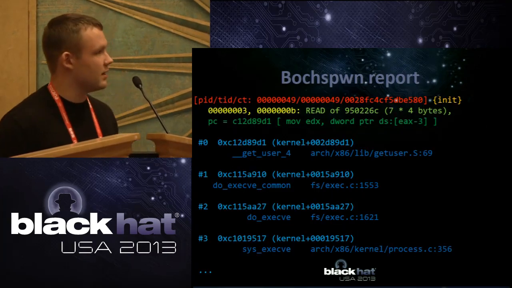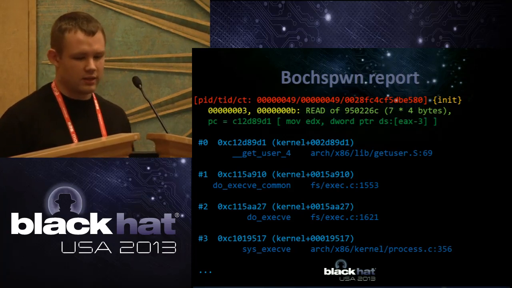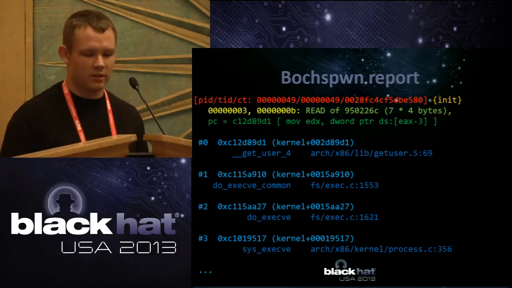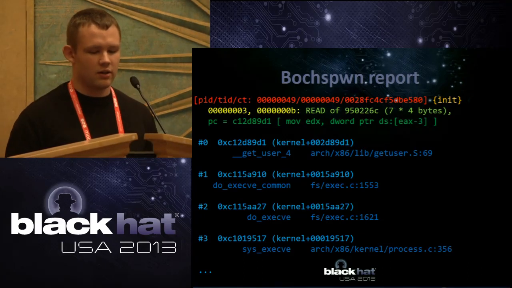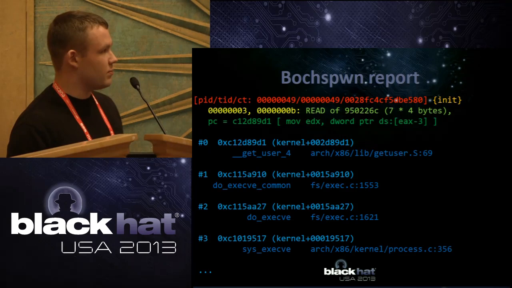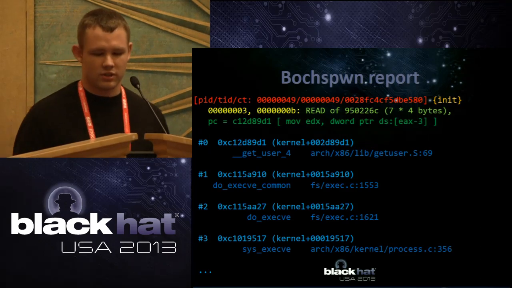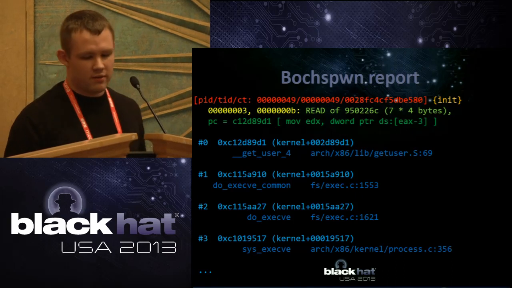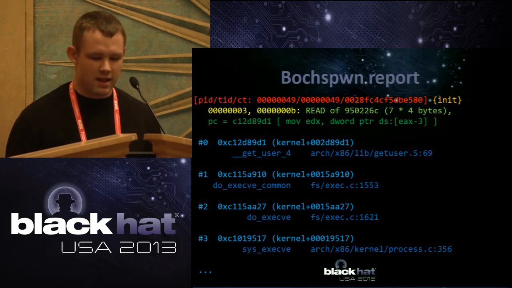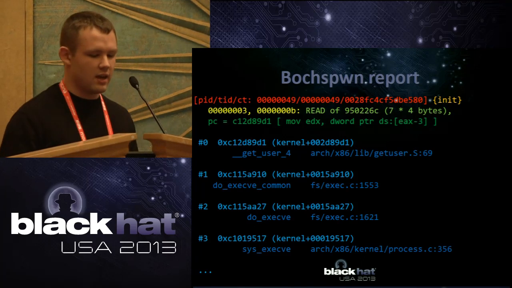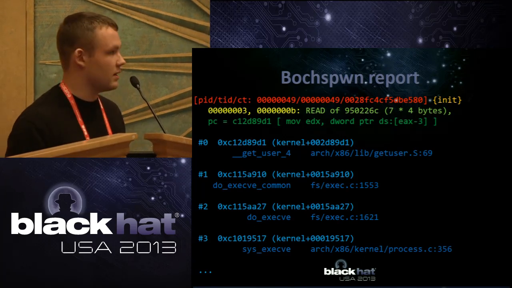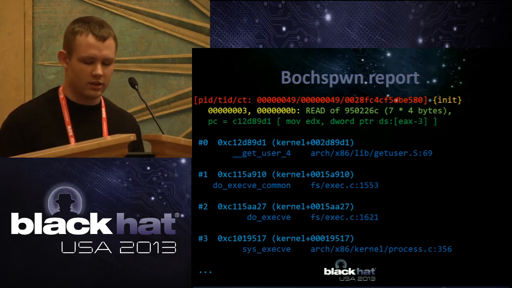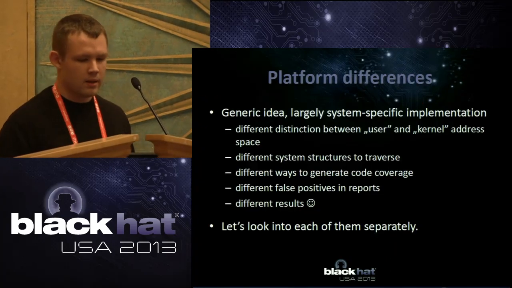So here you can see the exemplary report that Bochspwn generates, and as you can see, you basically have nicely formatted information that I mentioned earlier. So you have the ID of the thread in the form of a process ID, thread ID, and creation time or some other characteristic of the thread. Then you have the process name, you have the type of the memory access, its length, the instruction disassembly, and the full call stack. This is basically a report for Linux, but the ones for Windows and all other platforms look basically the same.